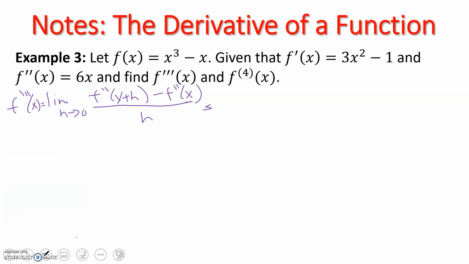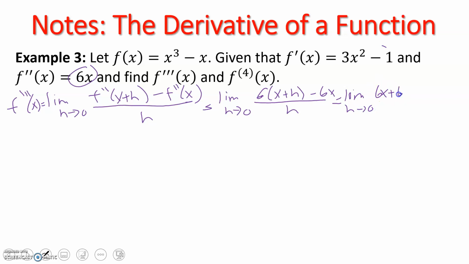And that is the limit as h approaches 0. And our f double prime of x is here, so 6x. So 6 times x plus h minus 6x over h, which is the limit as h approaches 0 of 6x plus 6h minus 6x over h. 6x's will cancel, the h's will cancel, so we're left with the limit as h approaches 0 of just 6, which is 6. So our third derivative is 6.